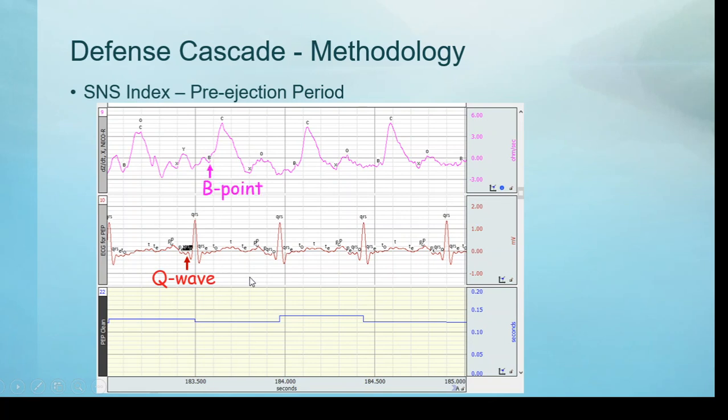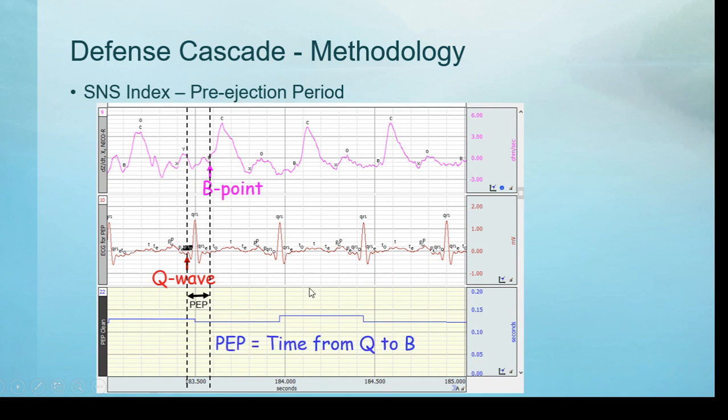And then the software will locate the B point in the impedance, the derivative of the impedance signal. So that's located right here. So the software is finding the Q point in one channel, the ECG channel, and the B point in the ICG derivative channel here. And then it's going to calculate the time between those two, and that's your PEP value. So it's the time from the Q point in the ECG to the B point of the ICG.